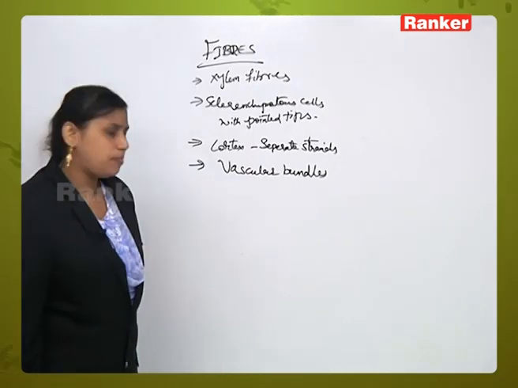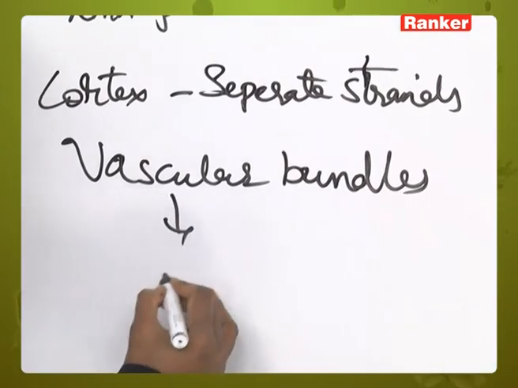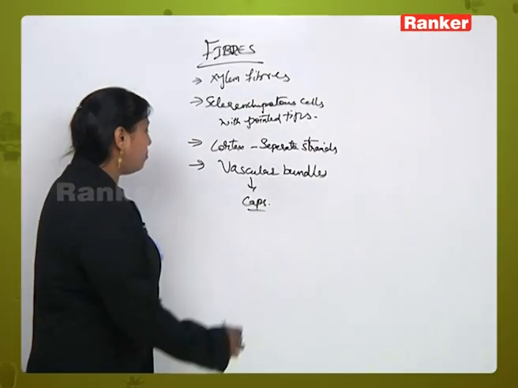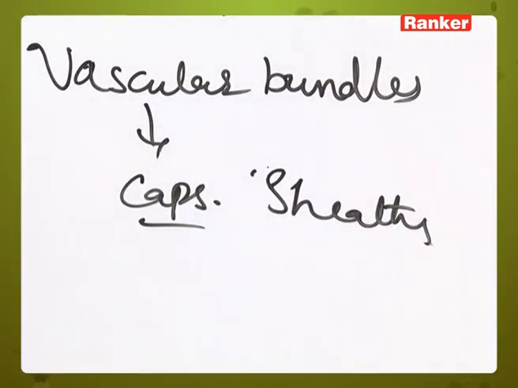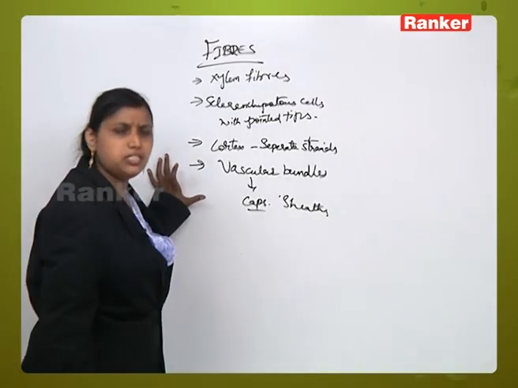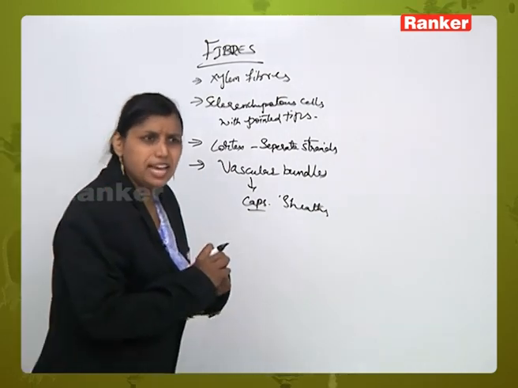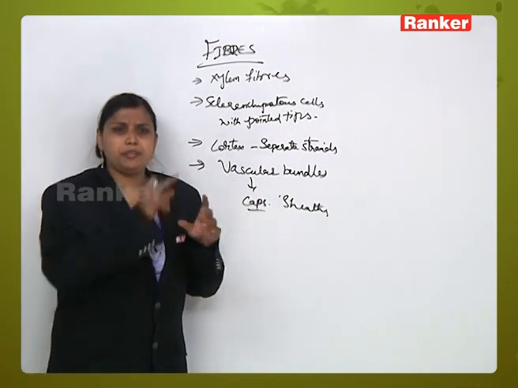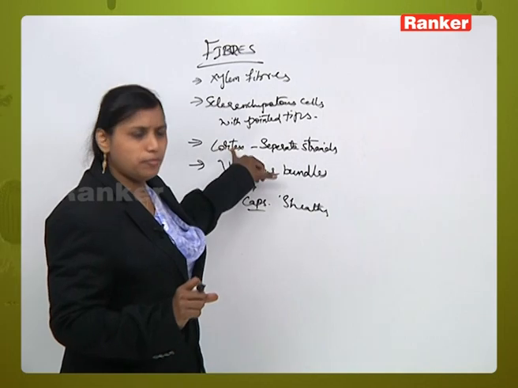And how are they associated with the vascular bundle? Either in the form of caps or in the form of sheaths. So the association of fibers with the vascular bundles may be in the form of a sheath or in the form of a cap-like structure. Now, in the cortex we will see separate bands present. Those are called fibers in the cortex.